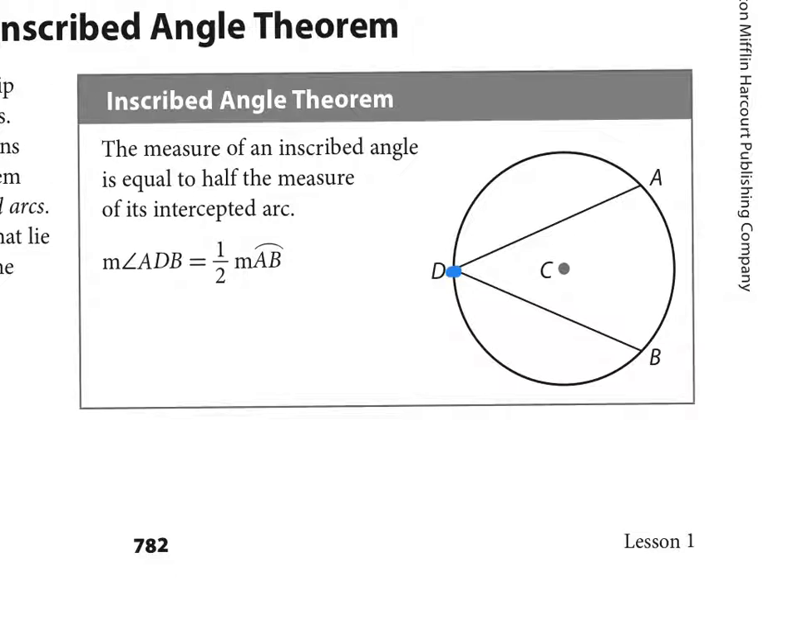So that means if this intercepted arc up here is 80 degrees from A to B, then this angle measure is going to be 40 degrees. Now remember, that central angle measure coming from the center is still going to match the arc angle measure. So it's still going to be 80 degrees. All right, so just so you can compare all of those different things.